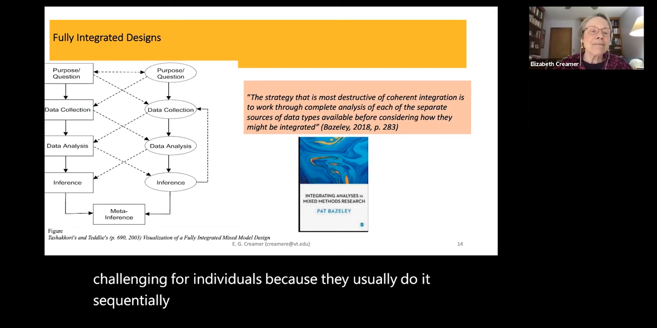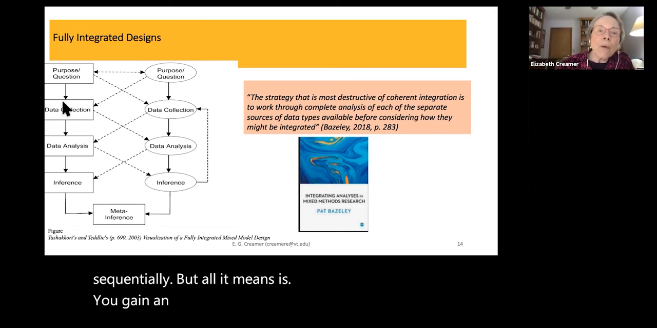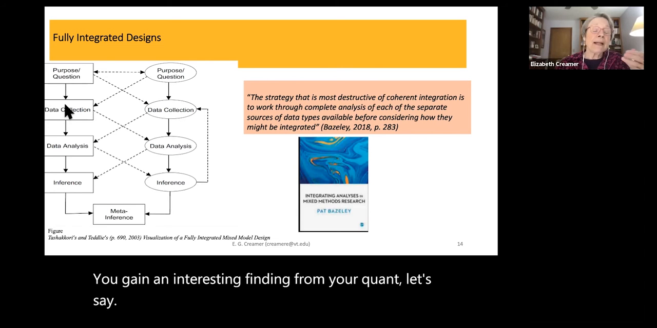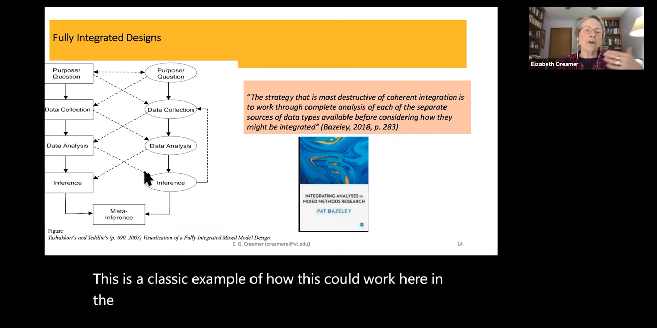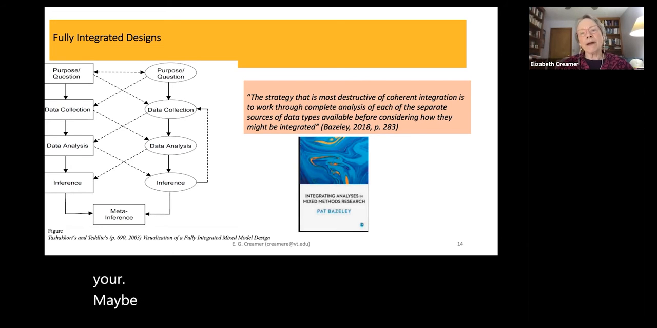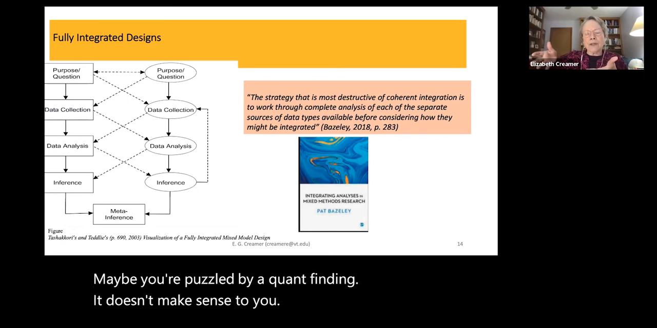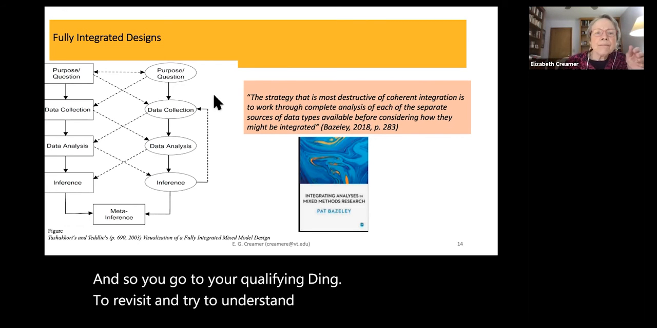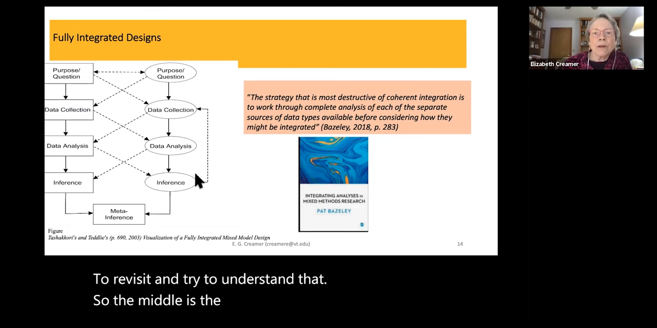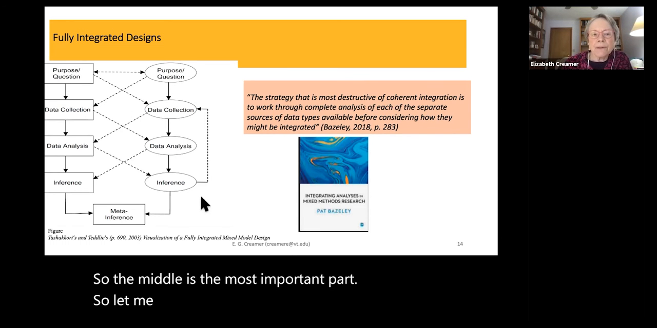But all it means is you get an interesting finding from your quant, let's say, and maybe that has you go, no, it's more likely to be this way. This is a classic example of how this could work here in the middle. So you get a finding, and usually you're puzzled by a quant finding. It doesn't make sense to you, like it's counterintuitive. And so you go to your qual finding to revisit and try to understand that. So the middle is the most important part. So let me give you an example of that.